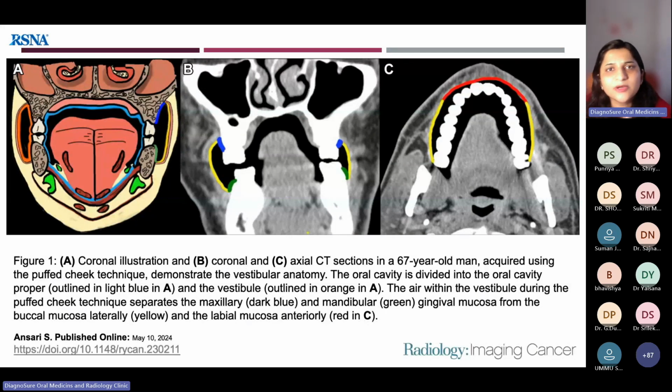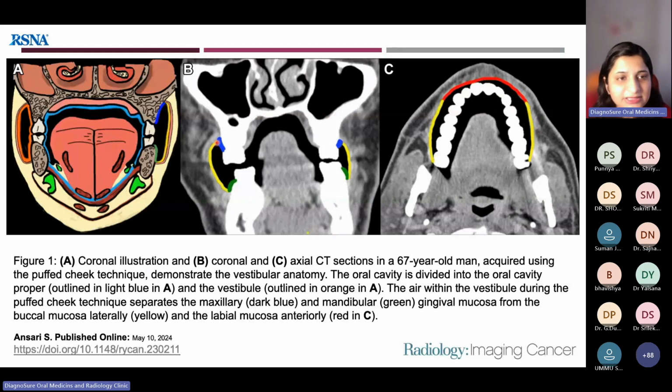Now, when we are talking about CT in the maxillofacial region, there is one important technique I wanted to speak about, the puff cheek technique, which is routinely performed. Whenever you are advising a patient CT scan for carcinoma of the buccal mucosa or the vestibule, it is very important that you tell them that we want a puff cheek view, because the puff cheek technique is routinely performed in patients with suspected oral cavity cancer. The insufflation of air within the oral vestibule helps in the detection of small buccal mucosal lesions with better delineation of lesion origin, depth, and extent of spread.